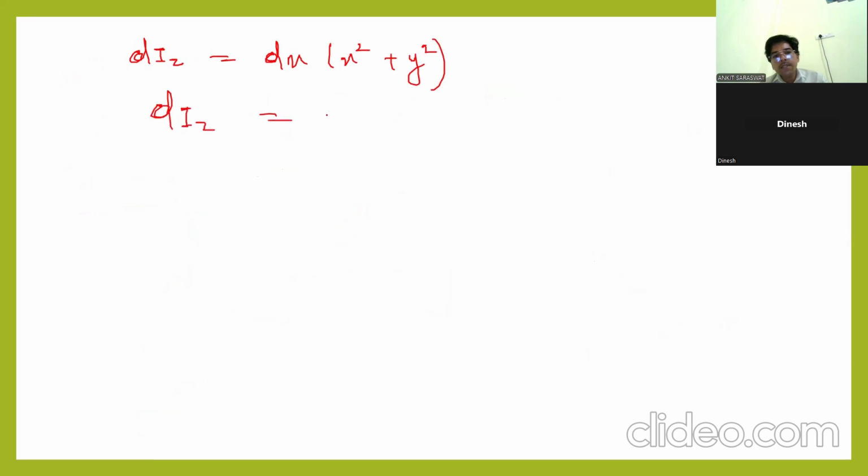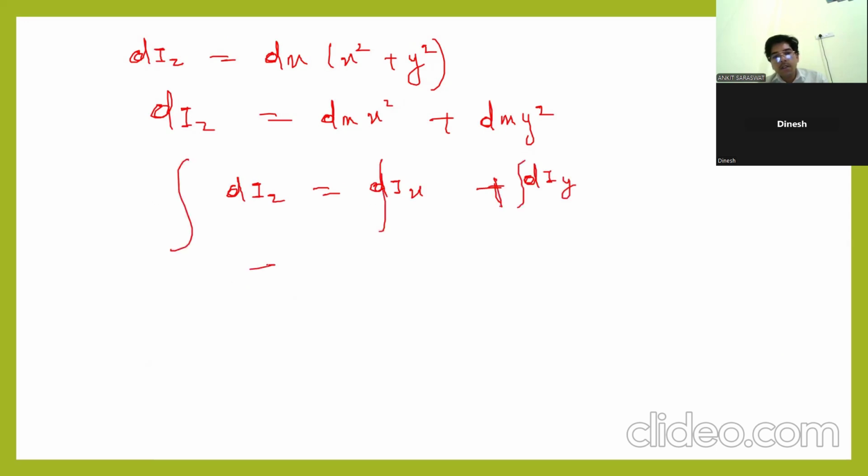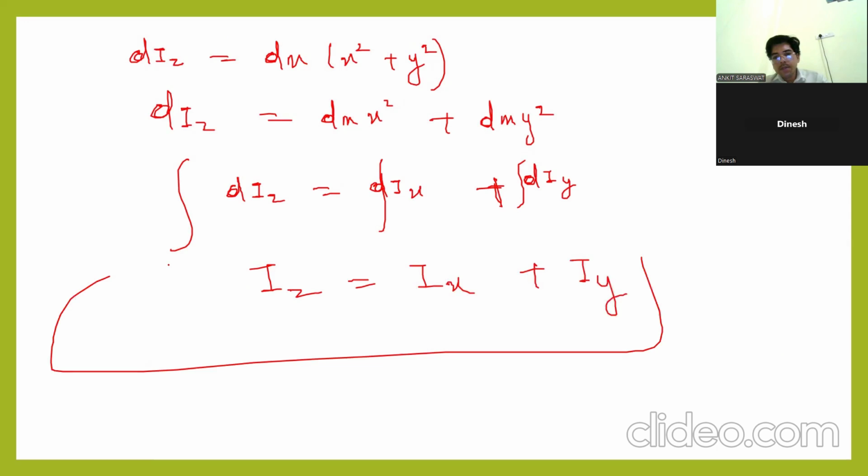So the moment of inertia about the z-axis is dm x square plus dm y square. And dm x square, if you look at this, is the moment of inertia about the x-axis. So dIz equals dIx plus dIy. If you do the integration on both sides, this is called Iz. Moment of inertia about the z-axis is equal to about x plus about y. This is the perpendicular axis theorem. If you know the moment of inertia about x and about y, then you can find about z. The condition is that z is perpendicular to x and y both.